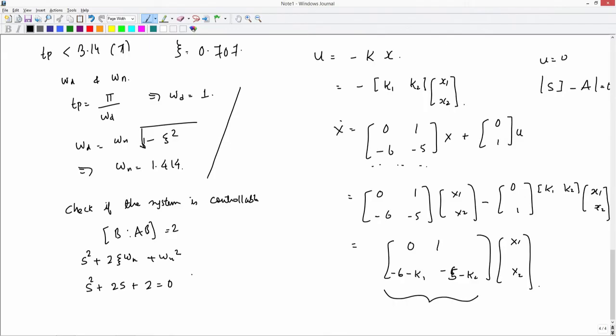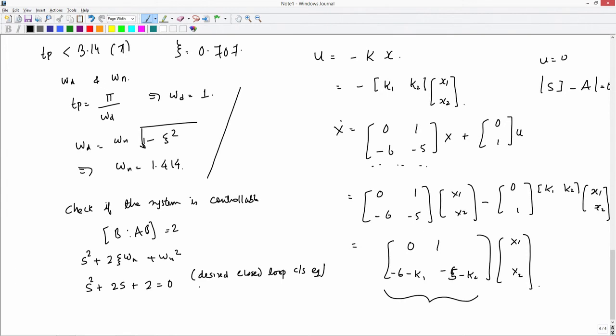Okay. Now, this is the desired closed loop characteristic equation, which will ensure that the closed loop has a peak time of 3.14 or less, and a zeta, the damping coefficient, of 0.707.